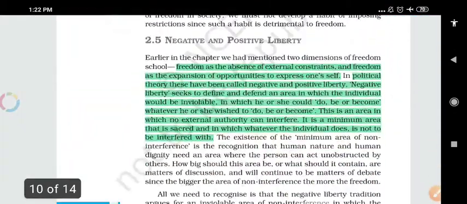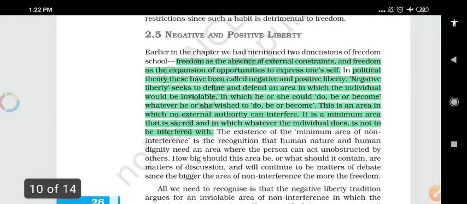Okay, on the next, there are negative and positive liberty. As we have discussed, there are two faces of every coin: freedom as the absence of external constraint, and freedom as the expansion of opportunities to express oneself. In political science, these two terms are called negative and positive liberty. The negative liberty seeks to define and defend an area in which the individual would be inviolable, in which he or she could do, be, or become whatever he or she wished. This is an area in which no external authority can interfere.